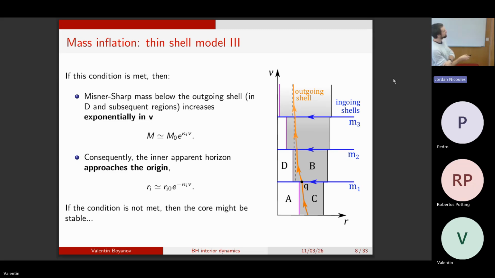So I'm not saying that the mass seen from the outside, the mass of the black hole, grows exponentially. The mass from the outside only grows in as much as you add mass from these incoming shells. But the nonlinear effect happens below the outgoing shell. So in this interior region, the quasi-local mass there and the curvature scalars tend to increase exponentially. And that's what happens in this region. The inner apparent horizon actually tends to go as a decaying exponential toward the origin.